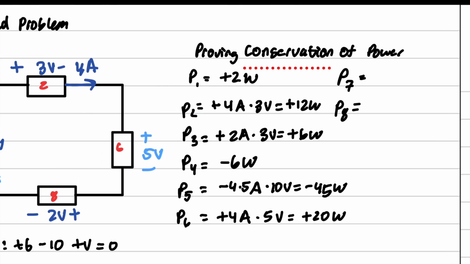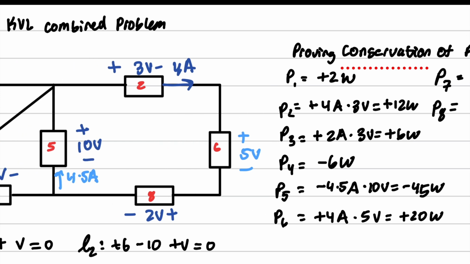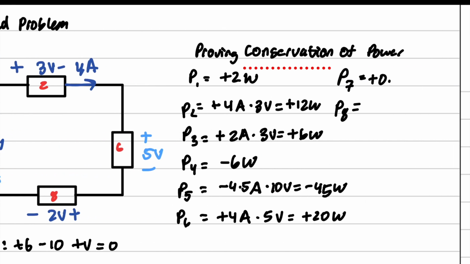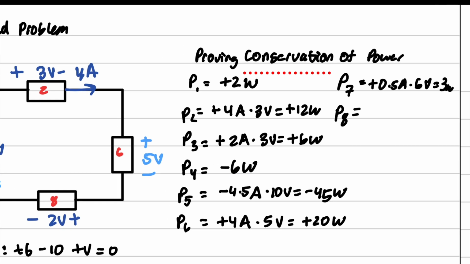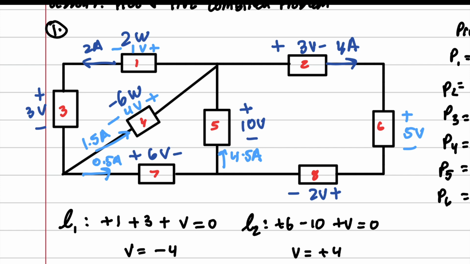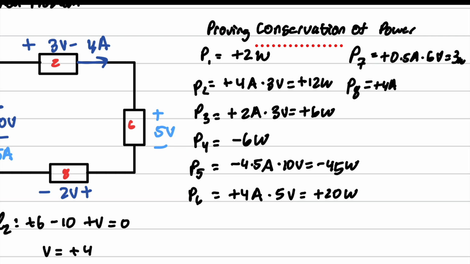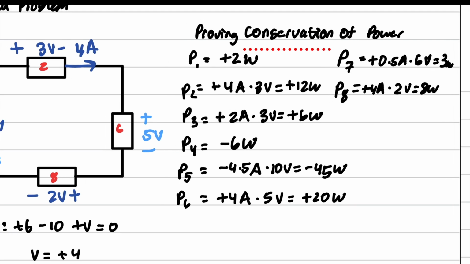And then we've got P7, and P7 is plus 0.5 amps times 6 volts equals 3 watts. Right there, almost running out of room. P8, last but not least, we've got plus 4 amps times 2 volts equals 8 watts, right? Yes, plus 8 watts, plus 3 watts.